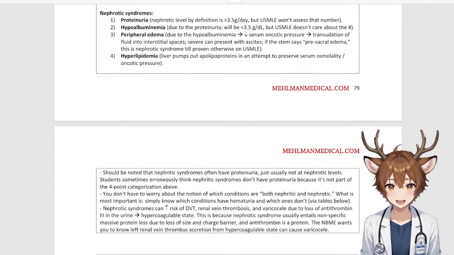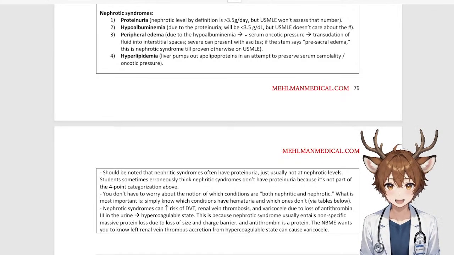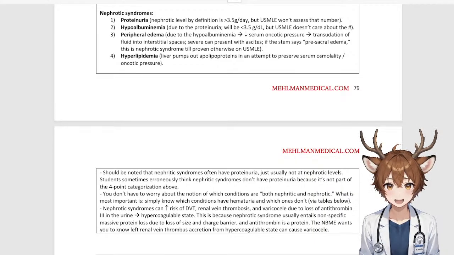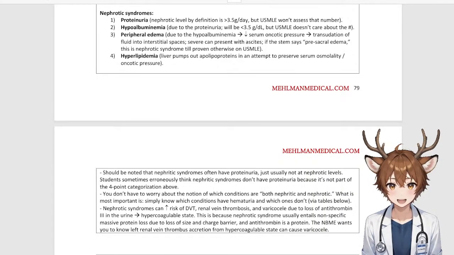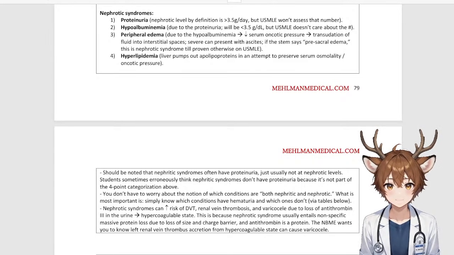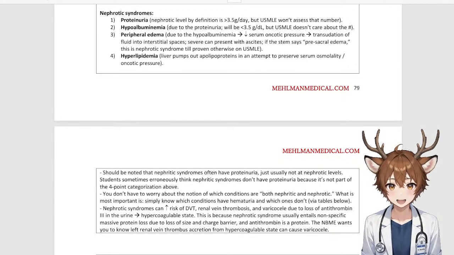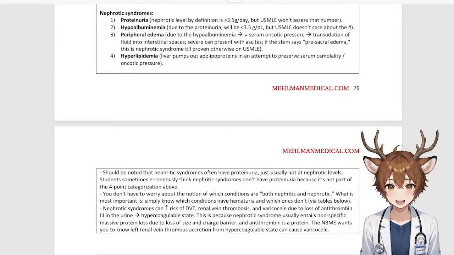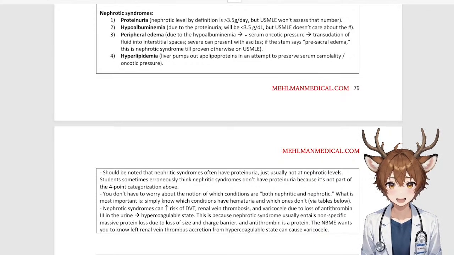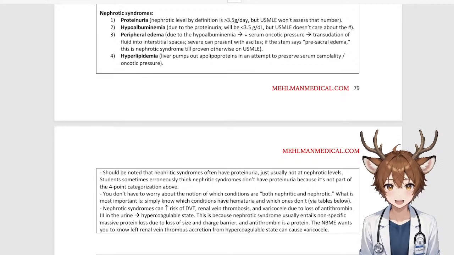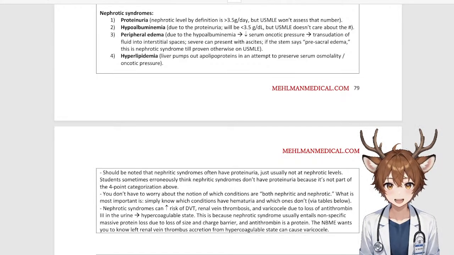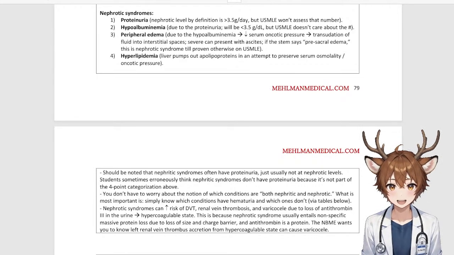Nephrotic syndromes can increase the risk for DVT, renal vein thrombosis, and varicocele due to the loss of antithrombin 3 in the urine. That's crazy. So it can actually cause these issues with clotting. You have a hypercoagulable state because you're losing this antithrombin 3. This is because nephrotic syndrome usually entails non-specific massive protein loss due to the loss of the size and charge barrier. Antithrombin 3 is a protein. The NBME wants you to know that the left renal vein thrombus accretion from the hypercoagulable state can cause varicocele.